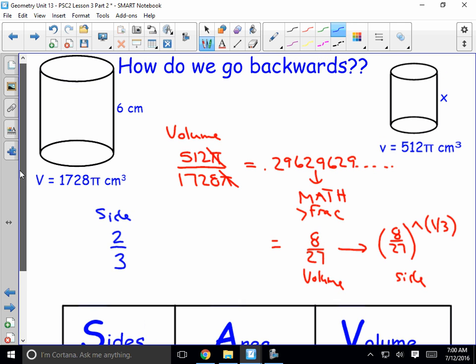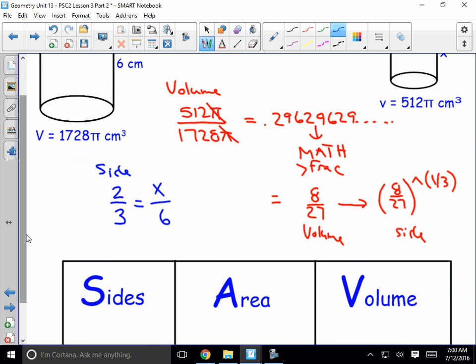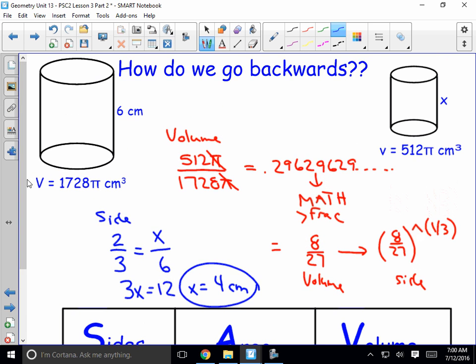So when I look at my two shapes, I can see that 6 is the height of the large cylinder. So the 6 is going to go on the bottom with the 3. X is the height of the small cylinder. So I'm going to put the X with the 2. And then now I can cross multiply and solve to finish this up. 3x equals 12. X equals 4 centimeters. And that is the height of the small cylinder.